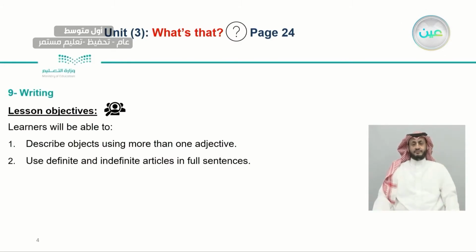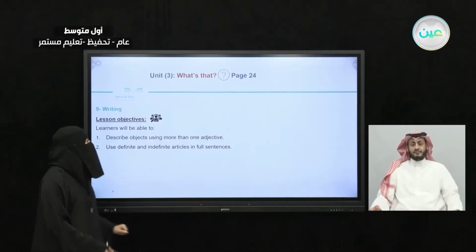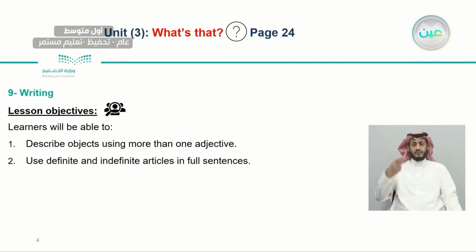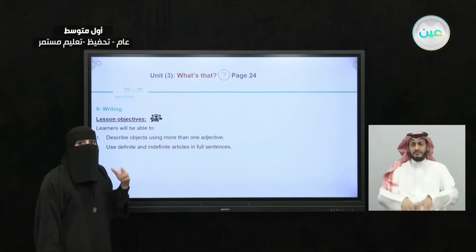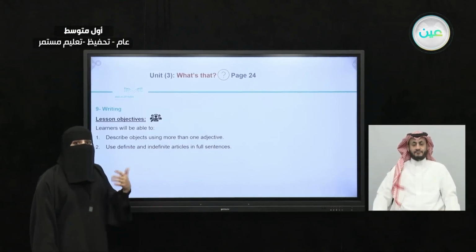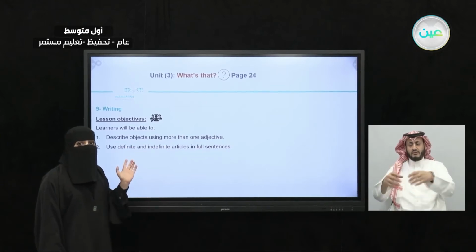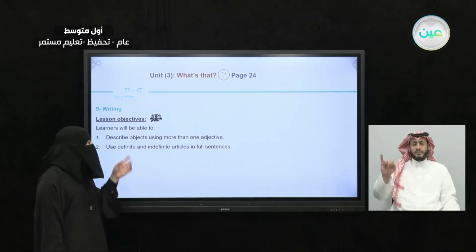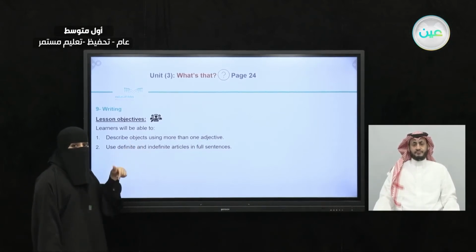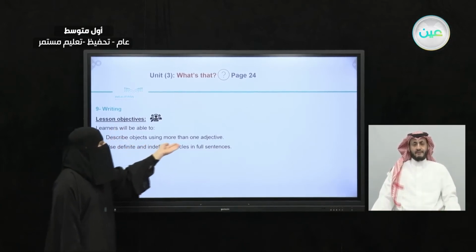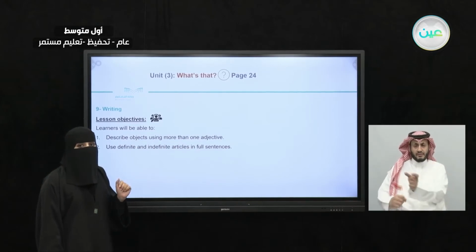In today's lesson, we will be having writing, Unit 3, What's That? Page 24. Make sure your book is open. Our lesson objectives: learners will be able to describe objects using more than one adjective. What does objects mean? We just talked about objects in museum, remember? In the previous lessons, since the beginning of the unit, we talked about items and objects in museum, like car, airplane, the human heart model, and the submarine, all of those things called objects. And today we will learn in writing how to describe them using adjectives, and more than one adjective.